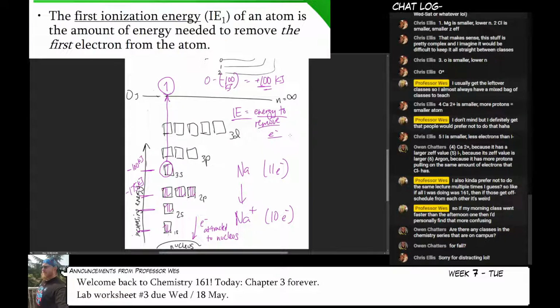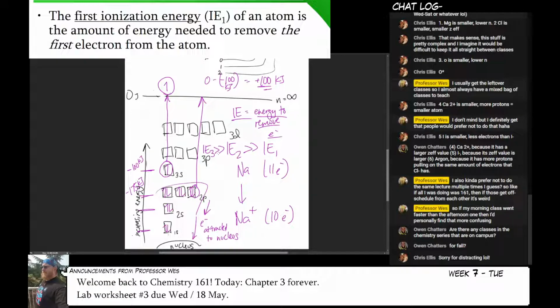Now, when I do this, I change the radius, all the rest of these would get closer. And thus, the next electron that I pull is harder to do. So the second ionization energy will be harder than the first one. And the third one will be harder than that, and so on and so forth. So as I remove electrons from a given atom, I have to pay energy to do it, and then pulling away the next electron is harder.